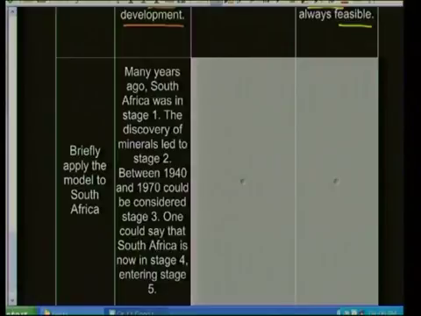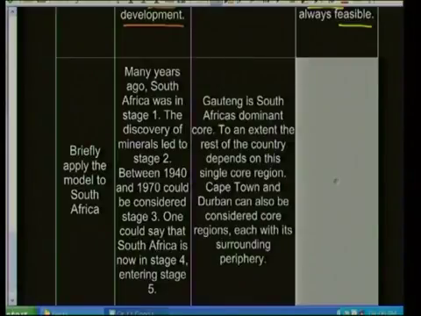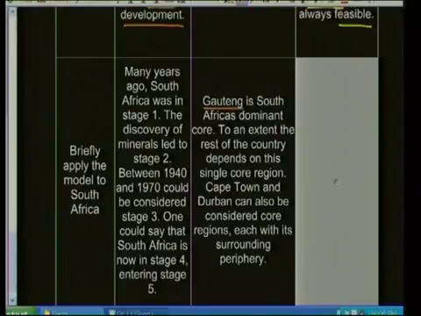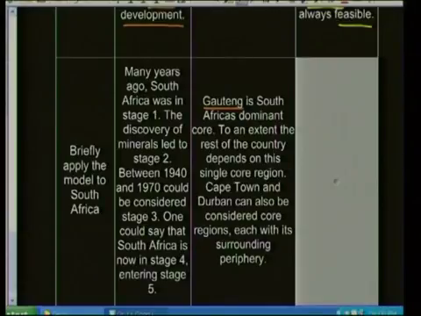In terms of the core periphery model, Gauteng is South Africa's dominant core. That is where the economic hub of South Africa is found. To an extent, the rest of the country depends on this single core region. Cape Town and Durban can also be considered core regions with their own surrounding peripheries. But in terms of the core areas, those are probably the 3 main and most important ones.